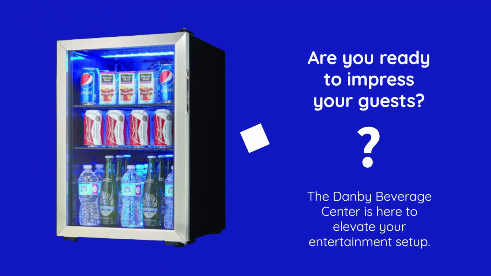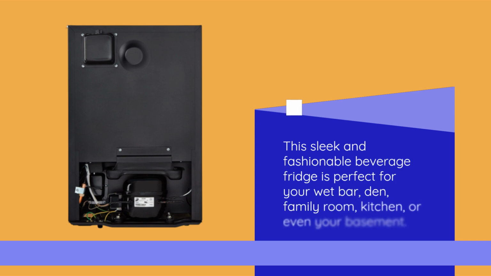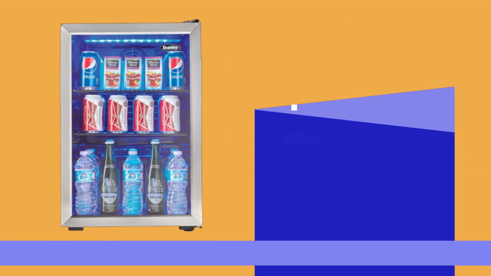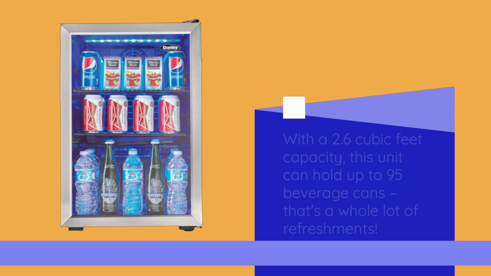Are you ready to impress your guests? The Danby Beverage Center is here to elevate your entertainment setup. This sleek and fashionable beverage fridge is perfect for your wet bar, den, family room, kitchen, or even your basement. With a 2.6 cubic feet capacity, this unit can hold up to 95 beverage cans. That's a whole lot of refreshments.